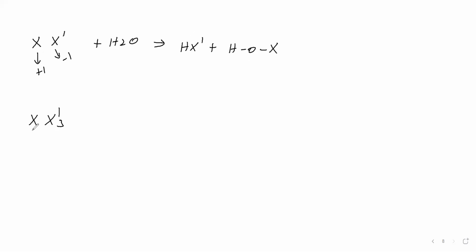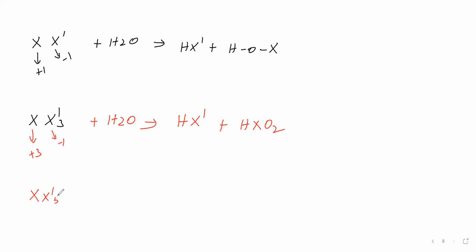Next we will take XX'3. Now X has oxidation number plus 3 and X' has minus 1. Plus water gives: X' takes H+ and becomes HX'. X with plus 3 takes OH- and becomes HOX, which is HXO2, halous acid.